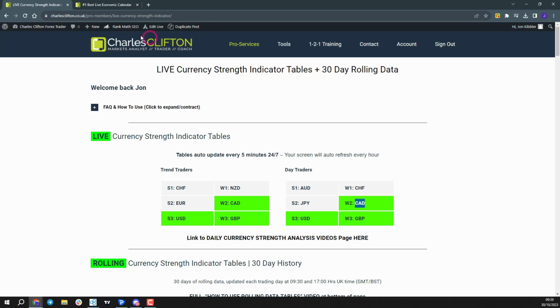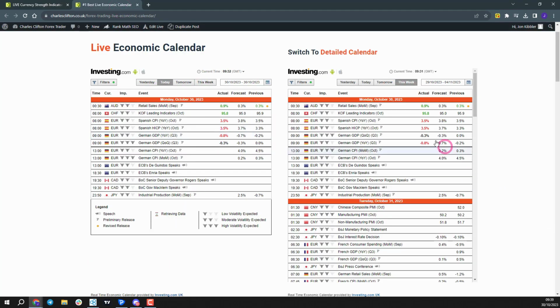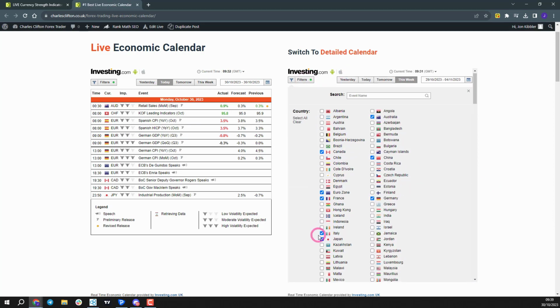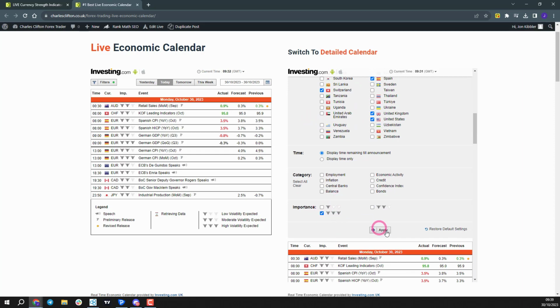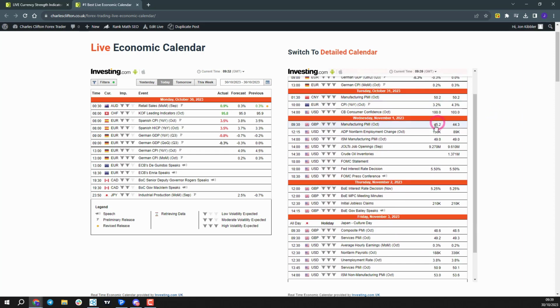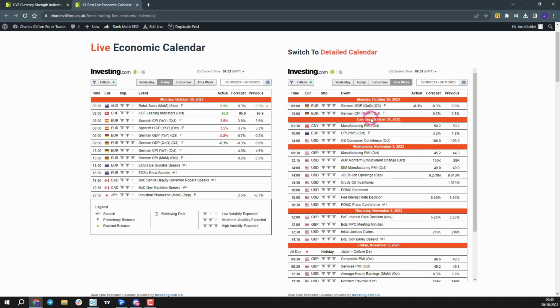So what have we got on the slate for this week? It's going to be a very high impact data driven week, to be honest. Lots of data coming out. If we just have a look at the weekly one over here, I'm just going to put it on high impact and click apply, and you can see today we've got some data out of Europe. We've got GDP data out of Germany. We've also got German CPI data coming up at 1 p.m.